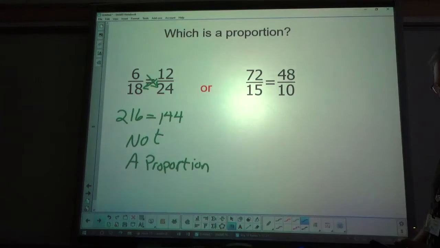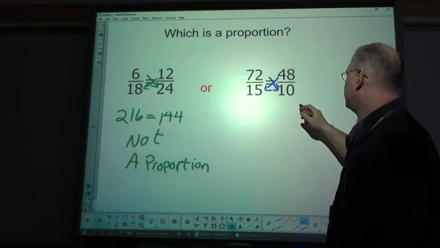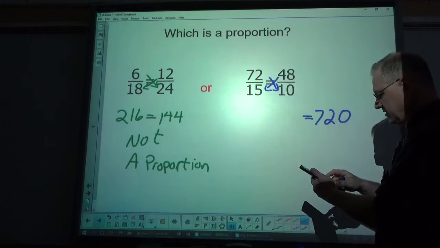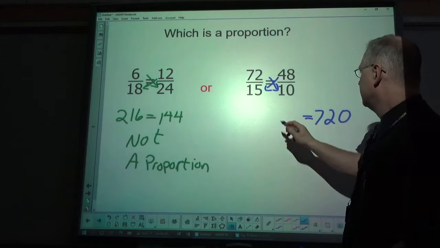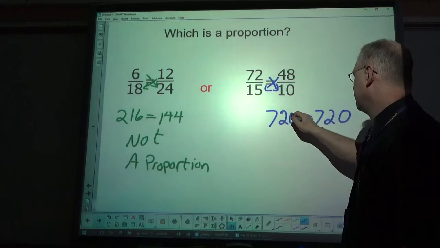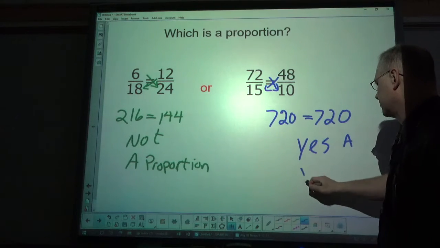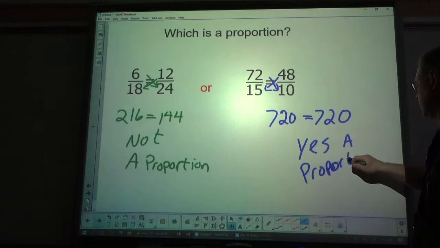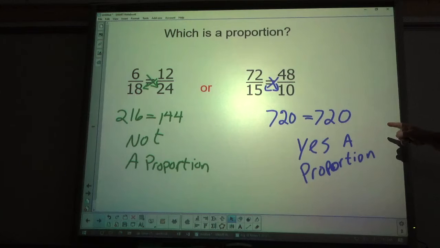Over here, we'll try the same kind of work. Well, I know 72 times 10 is 720. I knew that off the top of my head. But 15 times 48, it is also 720. So, yes, a proportion, because the two sides are equal.